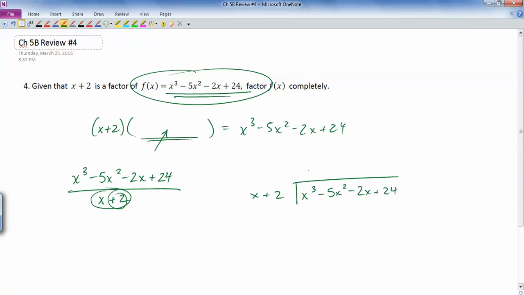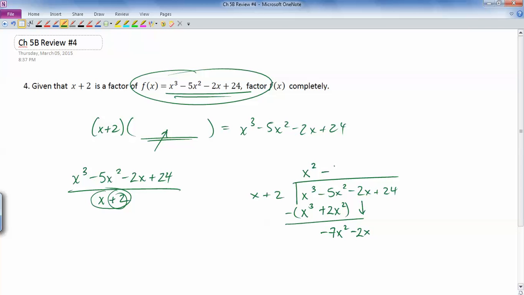Okay, so the long division, let's see, we need an x squared here. Then x squared times x is x cubed. X squared times 2 is plus 2x squared. And then if I subtract the second one from the first one, x cubed minus x cubed is 0. Negative 5x squared minus 2x squared is negative 7x squared. And then I'll bring down the next term.